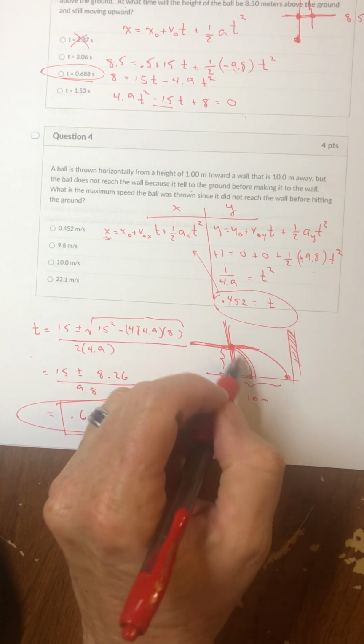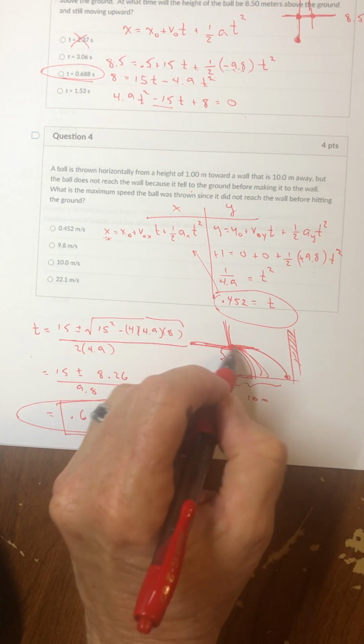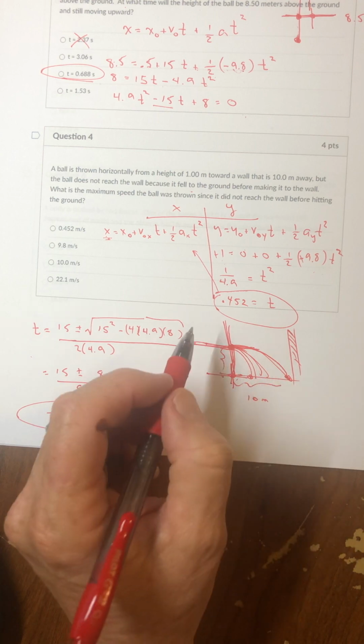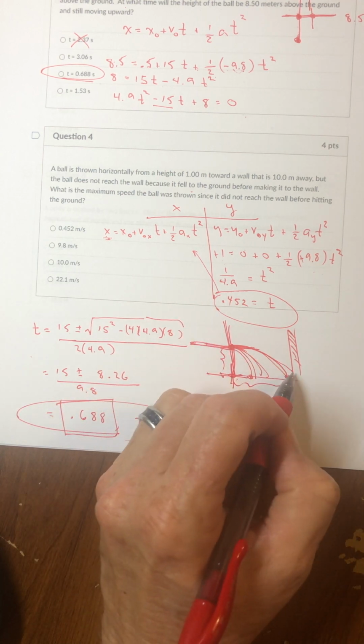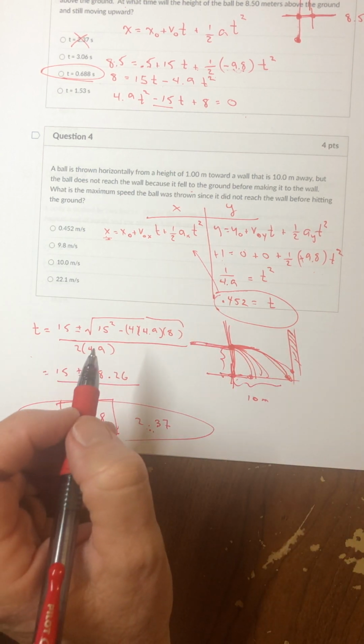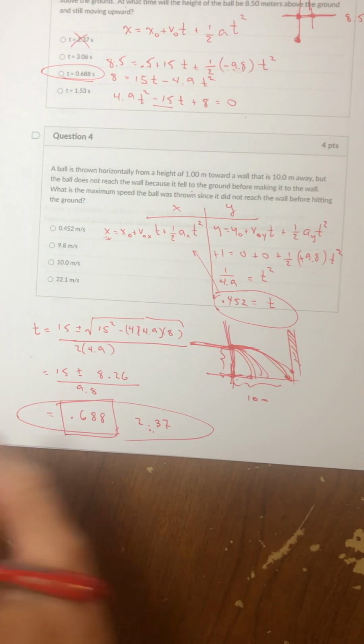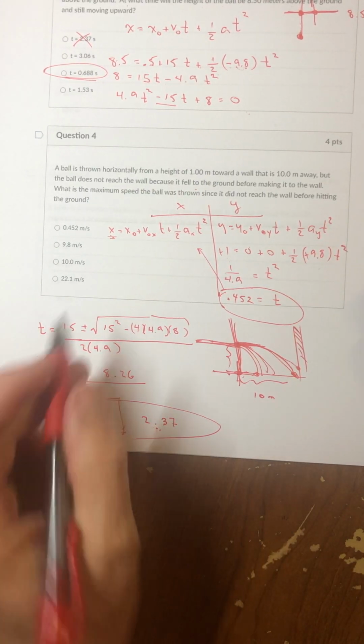And then if a little faster, it would be 2 and 3. So at the maximum speed, it would fall 10. Anything greater than that, it's going to hit the wall first. And that's what I mean by maximum speed: the maximum speed without hitting the wall.